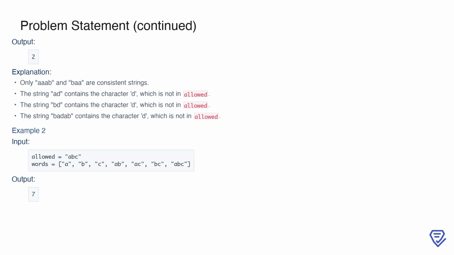In the first example, the input allowed is ab and the array words contains the strings ad, bd, aaab, ba, badab. The output is 2, meaning there are two consistent strings in the words array. Here's why: the strings aaab and ba are consistent because all their characters are present in the allowed string ab. However, ad and bd include the character d, which is not in allowed, and badab also contains d, so these are not consistent. This example highlights that to be consistent, a word must not contain any character outside the allowed string.